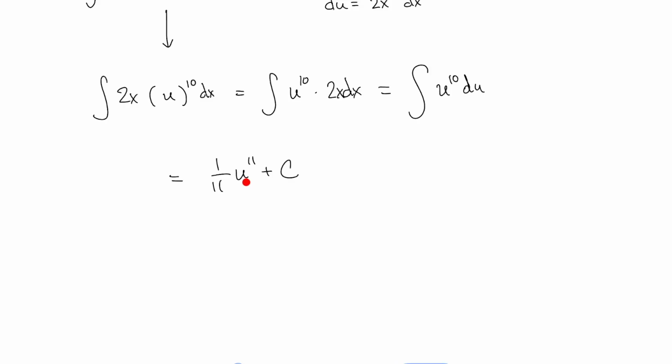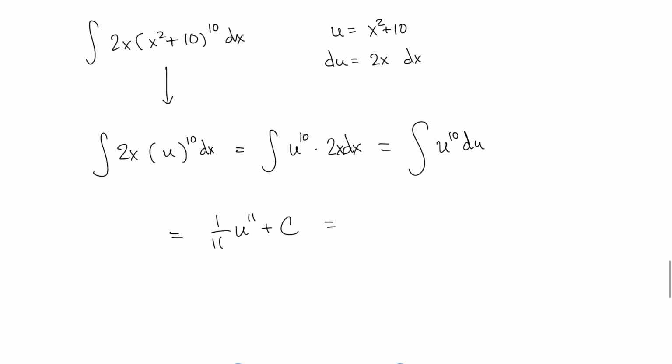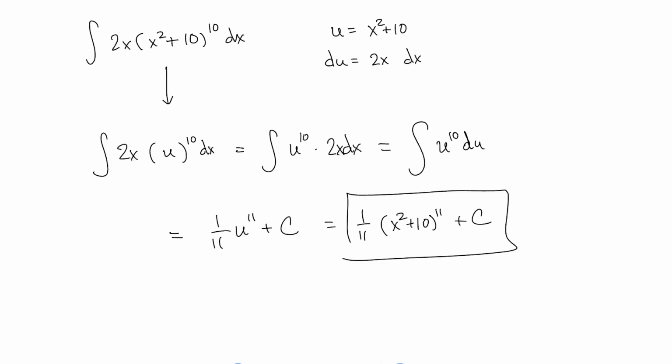So here, I want to see the answer in terms of x, not u. And you just have to remember, at the very beginning we said u is x squared plus 10. So I plugged that in. So it's 1 over 11, x squared plus 10 to the 11 plus c. That's it. All right. One thing I can say about u-substitution, this is actually true of any integral that you do.